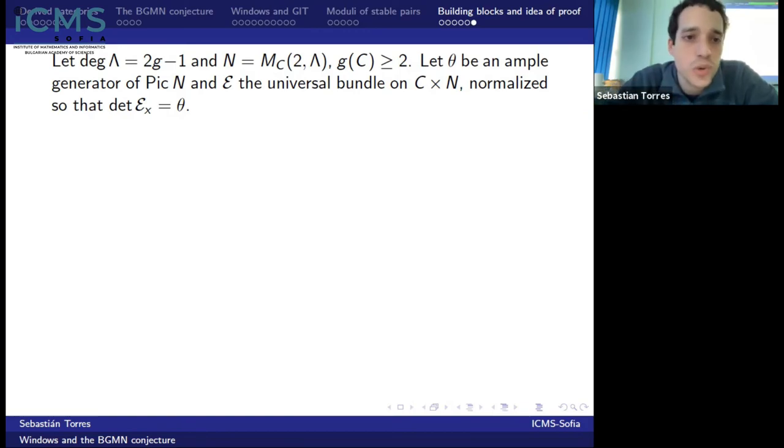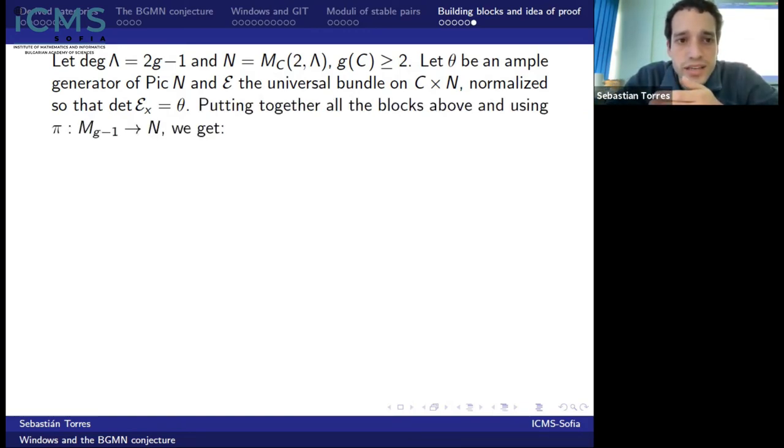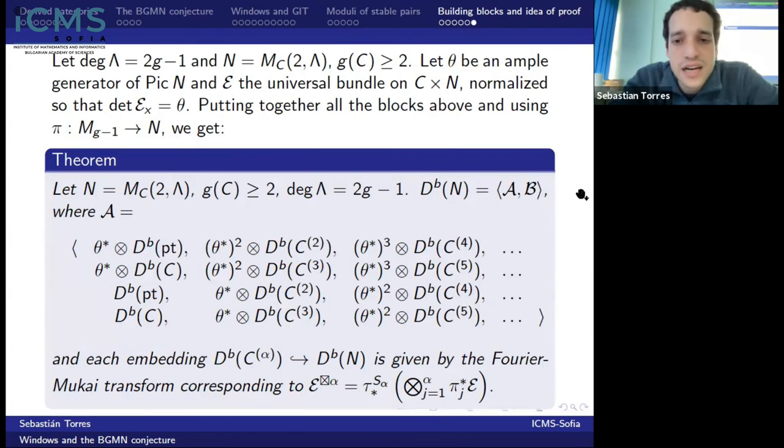So you put together all the blocks, and you also use the fully faithfulness of the pullback of this, and you get the following. This is our semi-orthogonal decomposition. As I said, we don't know that this doesn't have a semi-orthogonal complement. A priori it could, although we expect that this should be zero. So we have the direct sum: here I have the even ones, here I have the odd ones, and then here I have again the even ones, but twisted by a bundle. They are semi-orthogonal to each other, and this is what the semi-orthogonal decomposition of the derived category looks like.